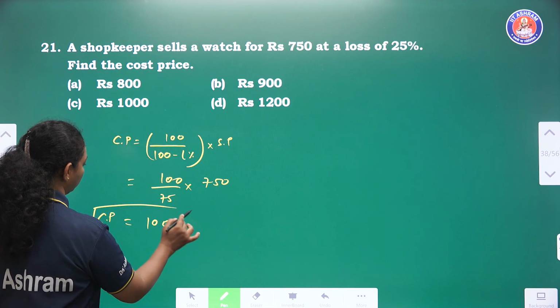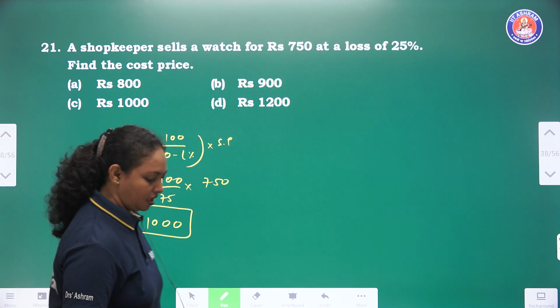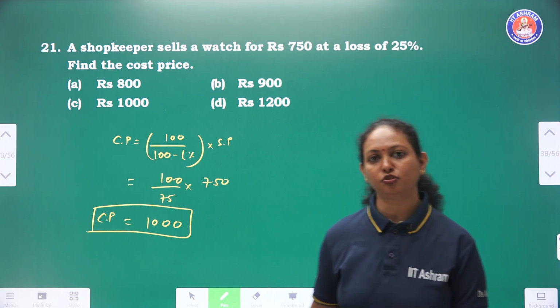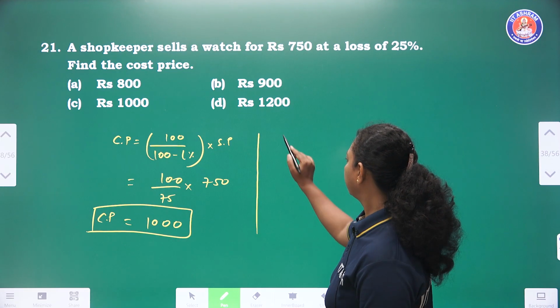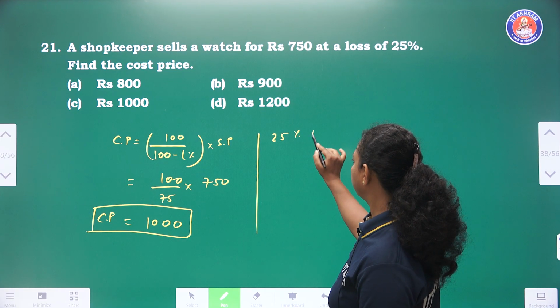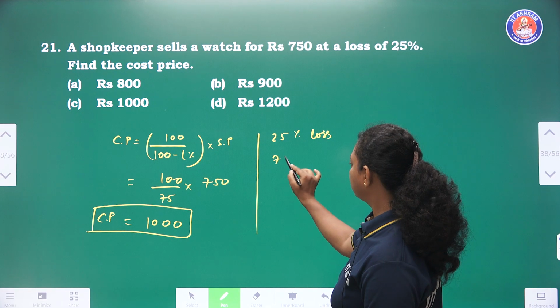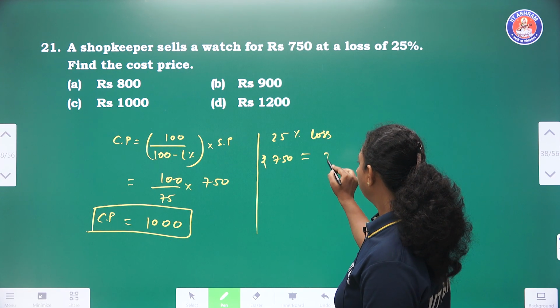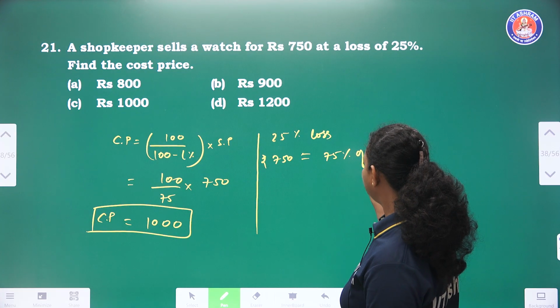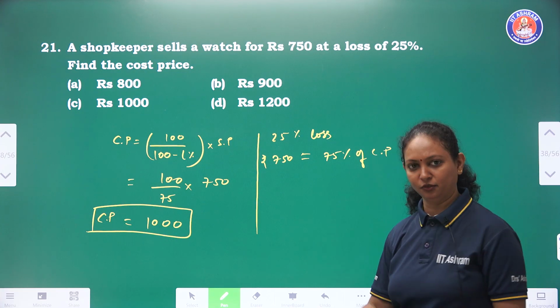ये तो हो गया आपका स्कूल वाला तरीका, है ना? मेंटली सोचो तो और ज़्यादा इज़ी हो जाता है. भाई 20% लॉस है, इट मीन्स दैट जो 750 रुपीज़ हमें मिल रहे हैं वो 75% ऑफ CP के बराबर है. हाँ या ना, ये बता दो.